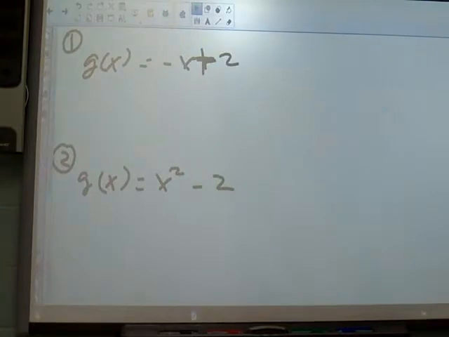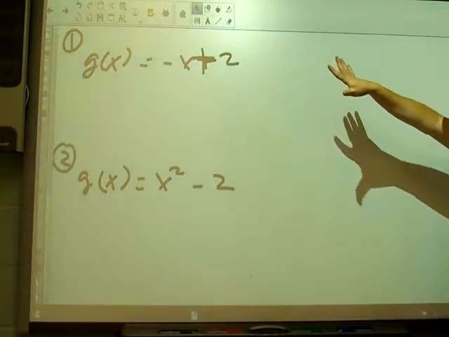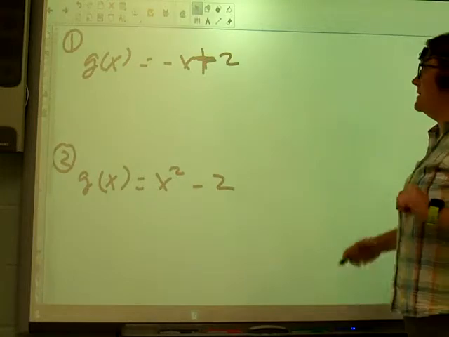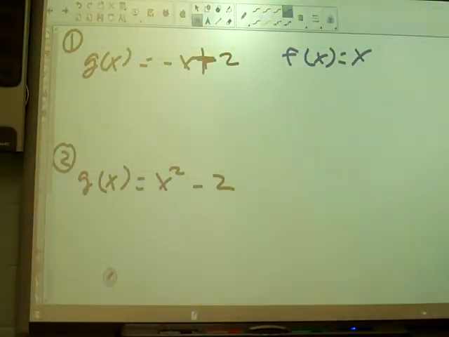Okay, so I threw you more on number one than I had done with you yet, because number one had how many transformations? 2. So what family does number one belong to? Linear. Y'all are all great on that. So its parent function is just f of x equals x, and you've got that in your notes.